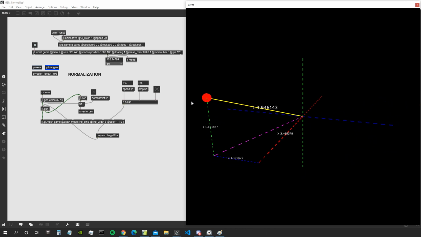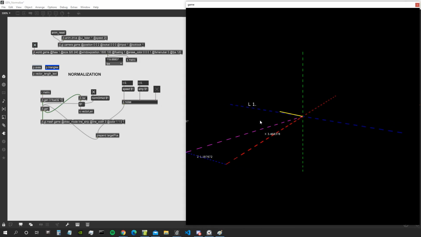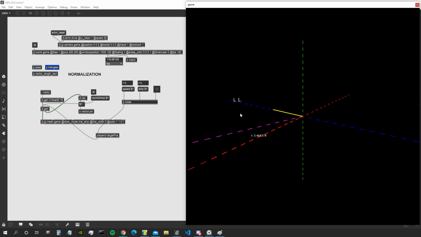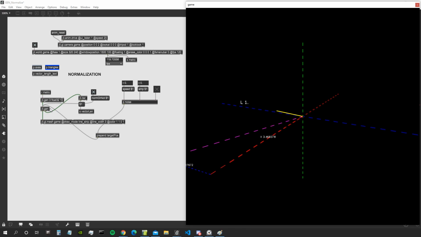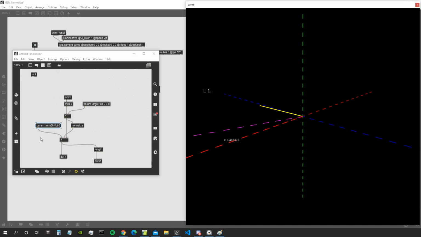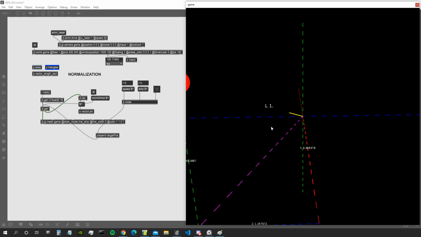So let's stop for 1 second the sphere from moving, and let's normalize this vector using the normalize function inside jit.gen, and you can see that now its length became 1. So let's see exactly what we are doing. So inside jit.gen, I am simply choosing the vector as it will be normally, and then the vector normalized using the normalize object. So what have we done?